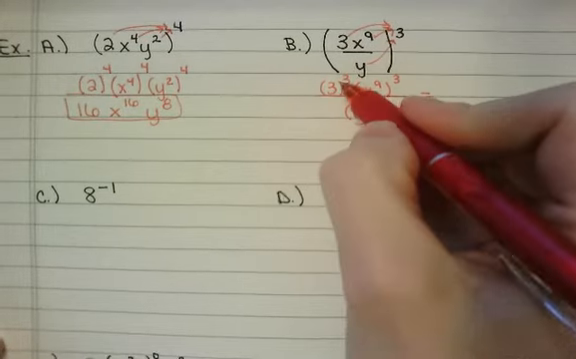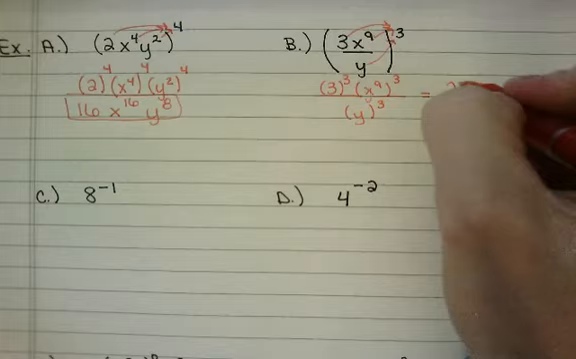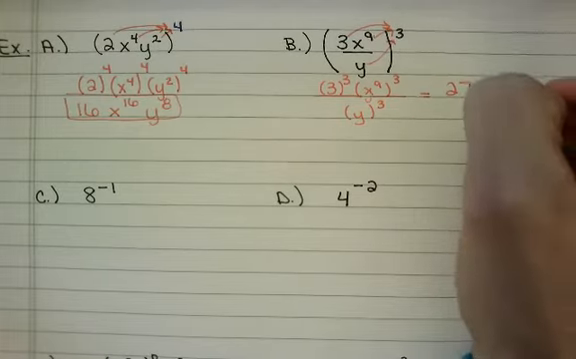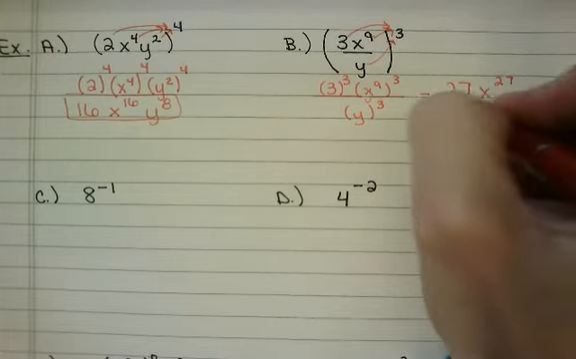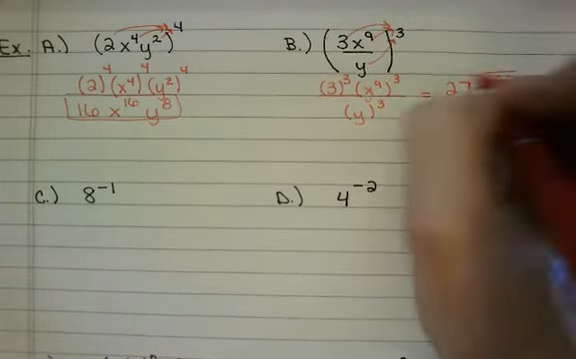All right, let's simplify what we've got. 3 cubed means 3 times 3 times 3, which is 27. Power to power, we multiply. That gives me x to the 27th. And then in the denominator, we just have a y cubed.